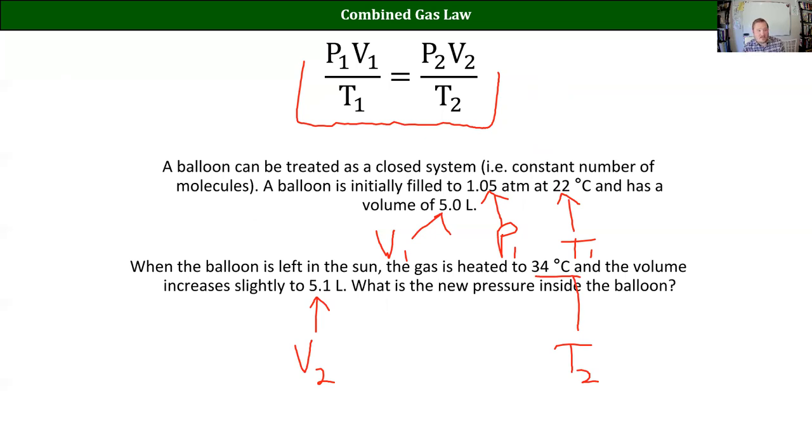So this is exactly what I meant when I said that if there's an equation that has lots of variables in it, I have to give you lots of those variables in order for you to do anything with it, right? You can't solve it if I don't give you enough information. So if you're going to use this equation, then I have to give you 5 out of the 6 pieces. And then it's just a matter of making sure everything's in the same units, all your temperatures are in Kelvin, your pressure units are the same before and after, and your volume units are the same before and after.